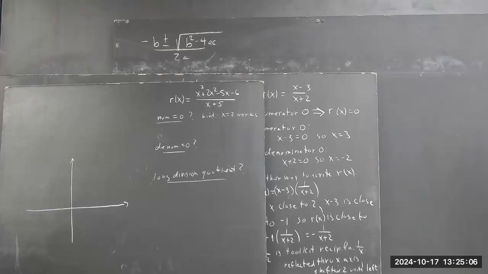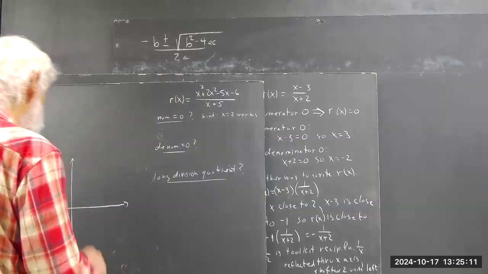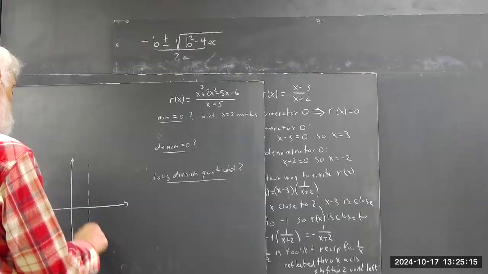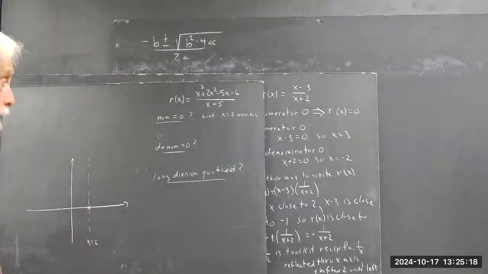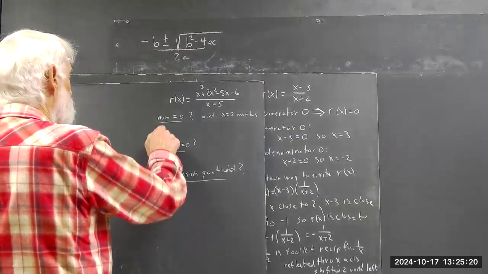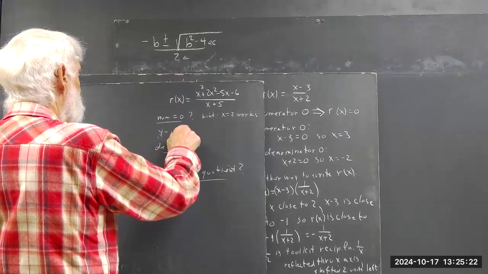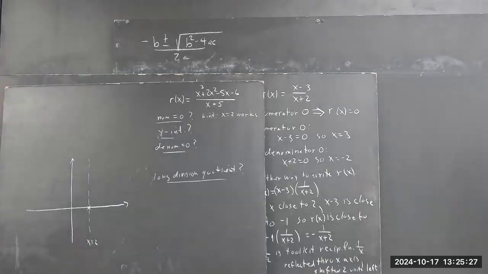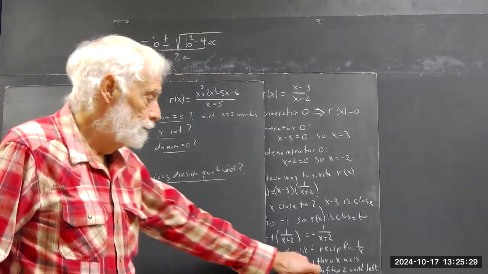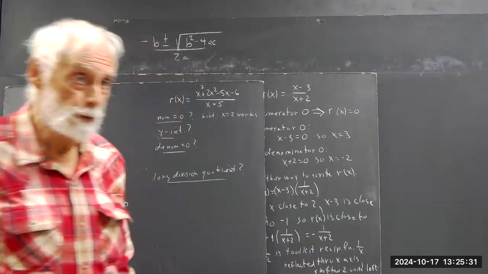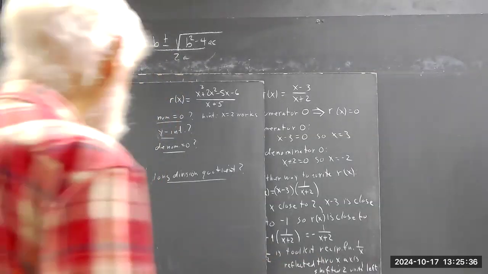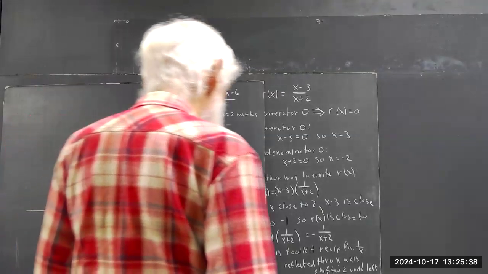I'll give you a hint. This is 0 when x equals 2. I put the x equals 2 line here, and there's a point on the graph. What's the y-intercept? When's the denominator 0? And what's the quotient you get when you do a long division? Okay? See if you can answer some of those questions. I'll come around and look at what you're doing.